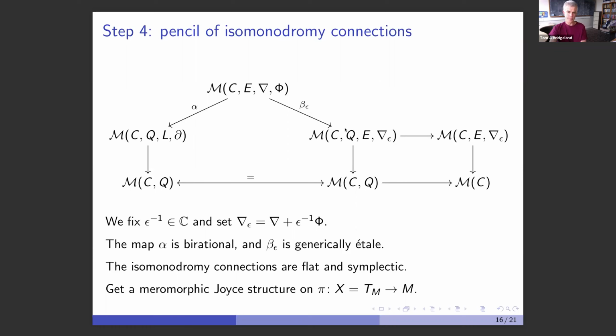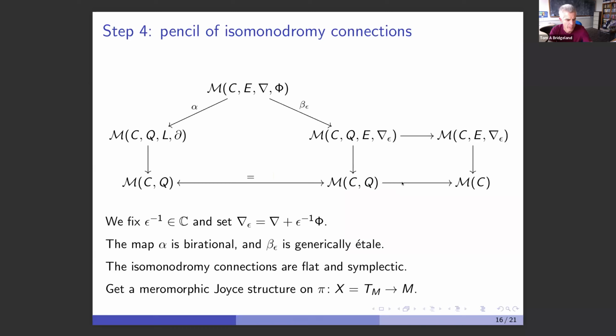Okay. So there are loci in here and here where things go wrong. And you can actually compute some examples in the meromorphic setting and you really see those poles. So this thing really is a meromorphic structure. Okay.